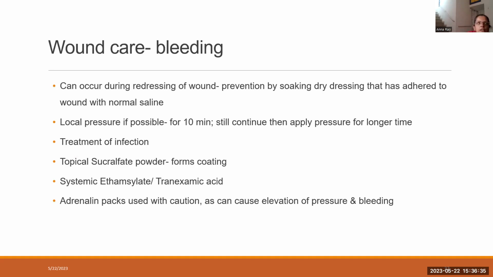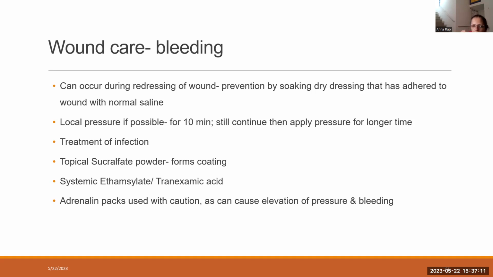How to deal with the bleeding problem. When we are doing dressing, we might injure a small blood vessel. Now it has become very fragile, so the slightest disturbance will cause bleeding. At that time, local application of pressure can be done for 10 minutes, so that will stop the bleeding. If it is still bleeding, you may require to give pressure for a longer period of time, right?